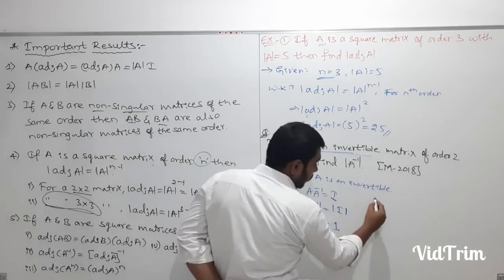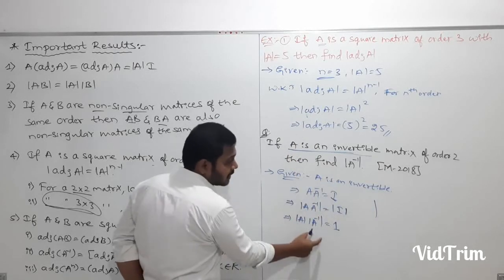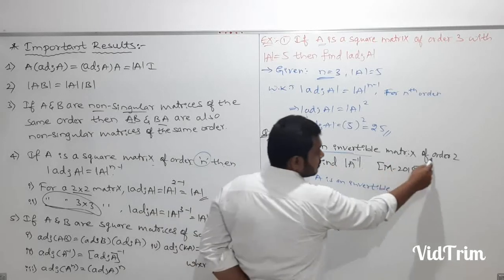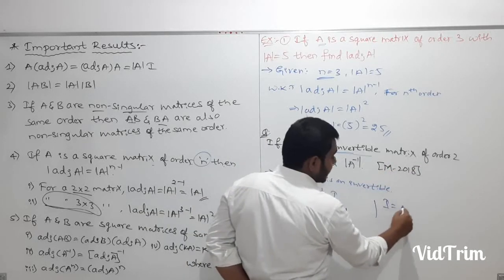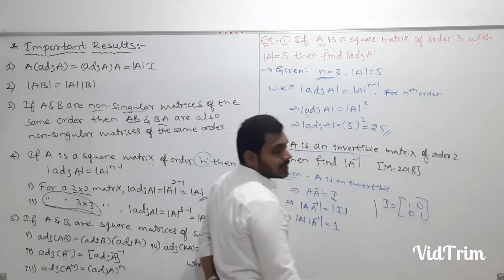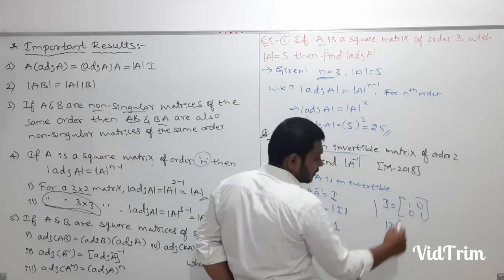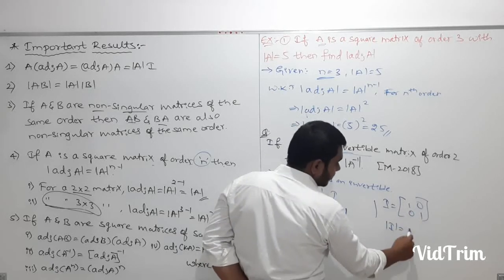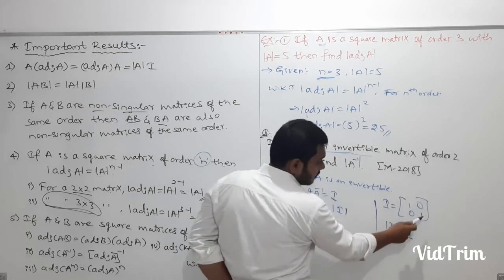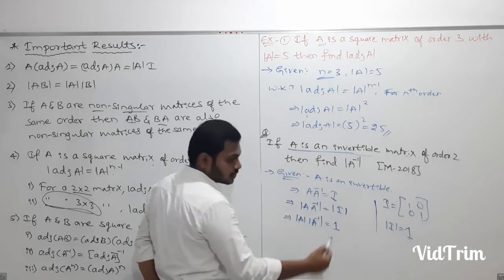Clear? If you want, you can refer. So what is the identity matrix? In this particular question, we are discussing a matrix of order 2, so I am taking the identity matrix of order 2: 1 0, 0 1. This is the identity matrix of order 2 cross 2. If you calculate its determinant, it is 1 into 1 minus 0 into 0, which is 1 minus 0, equal to 1. Therefore, the determinant of I is equal to 1.